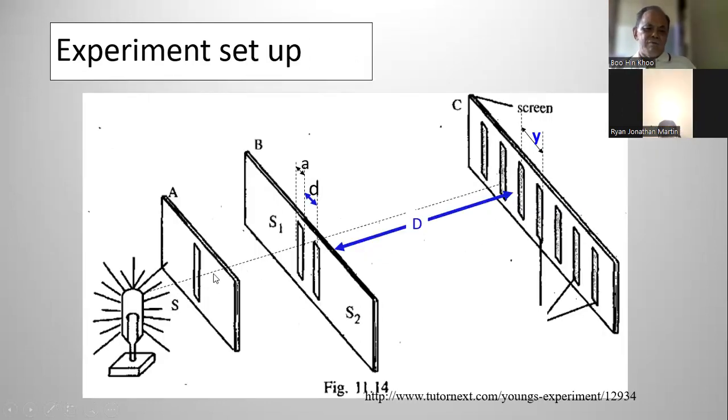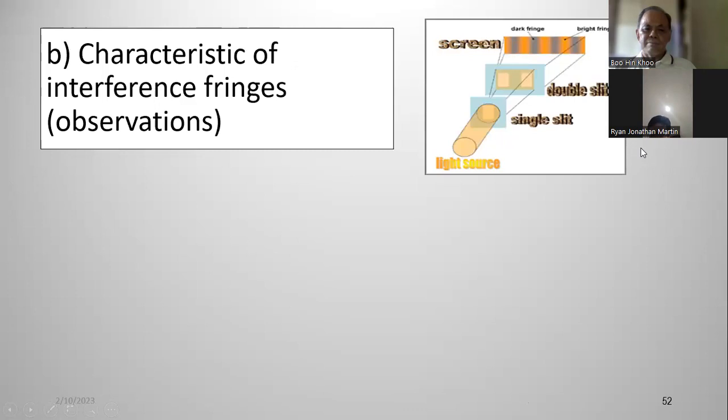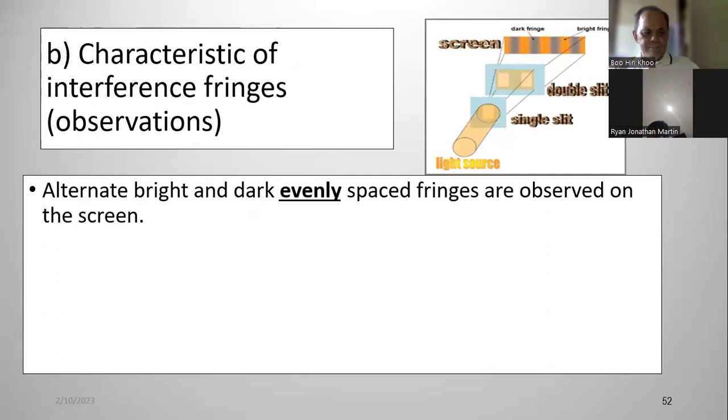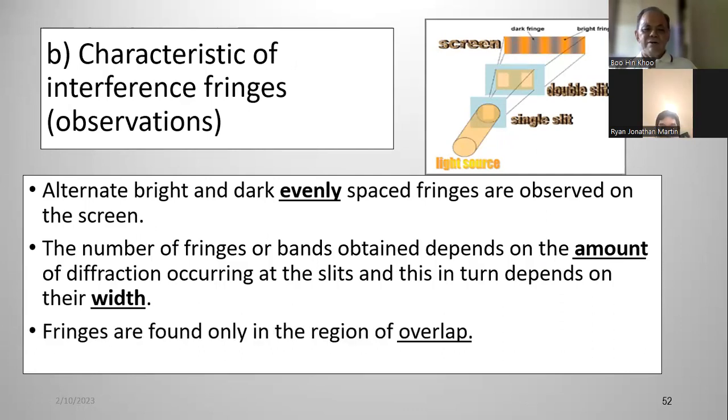So if it's a vertical slit, then we get vertical bright bands. Characteristics of interference fringes or bands: the observation is alternate bright and dark, and evenly spaced fringes are observed on the screen. The number of fringes or bands depends on the amount of diffraction occurring at the slits, and this depends on the aperture size or the width of the aperture. Fringes are found only in the region of overlap.